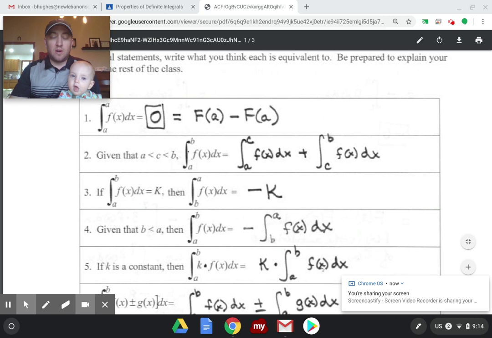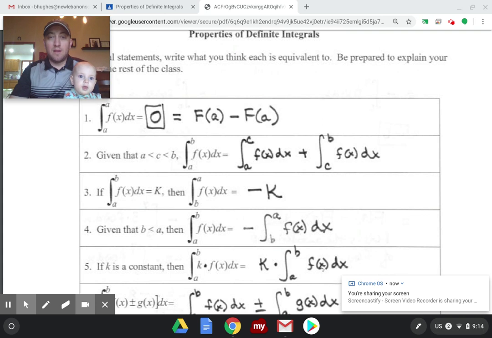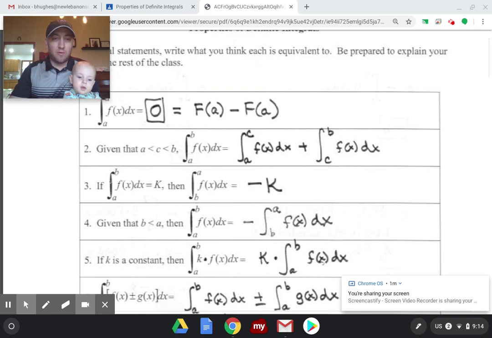Number two is talking about if you're looking at an integral from, for example, 0 to 10, and you know the integral from 0 to 5 is a certain value, and the integral from 5 to 10 is a certain value, you can look at those separately and then just add them together. Number three is basically saying if we know the integral from A to B is equal to a certain value, and we switch the integral limits to go from B to A, our answer is just going to become the opposite of what it was already.